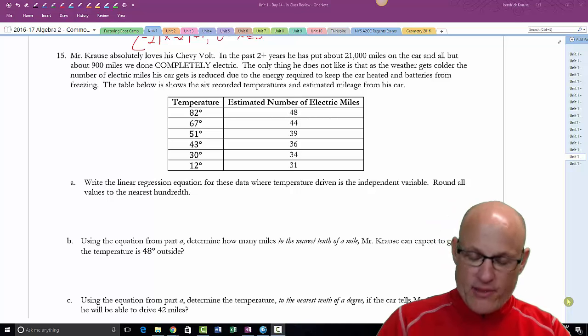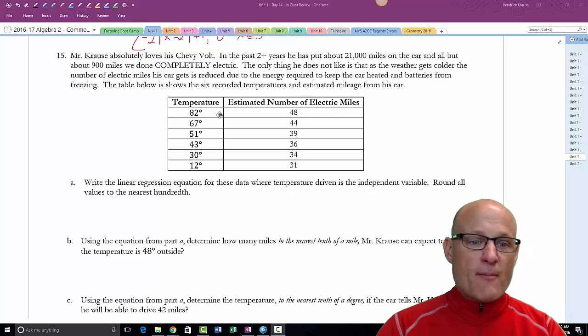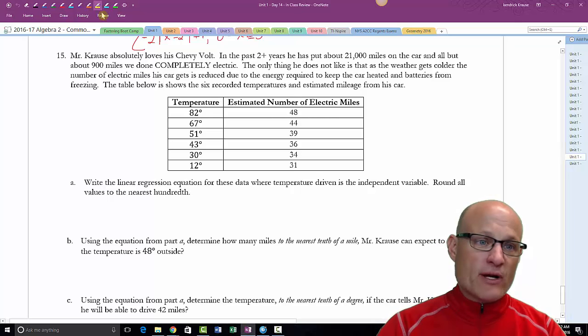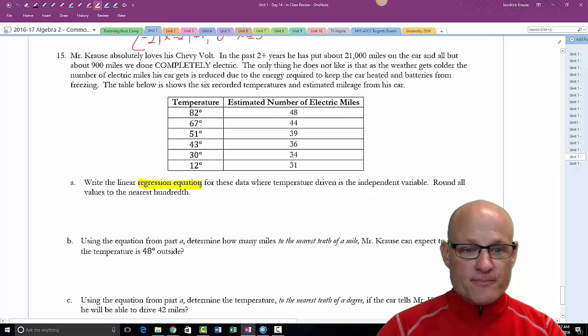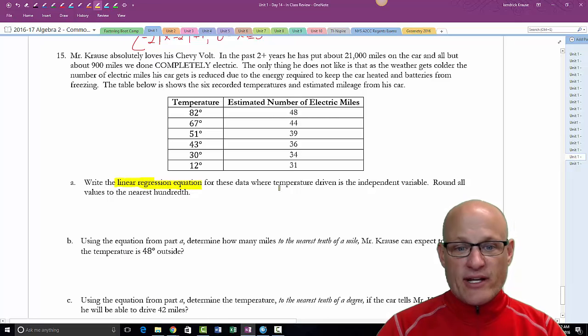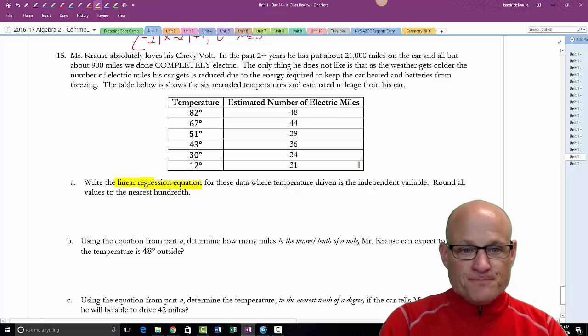So the table below shows the 6 recorded temperatures and estimated mileage from my car. I want to write the linear regression equation for this data where the temperature driven is the independent variable. Round all answers to the nearest hundredth, so we have to go to the hundredths place.